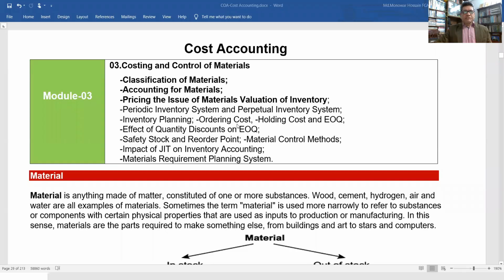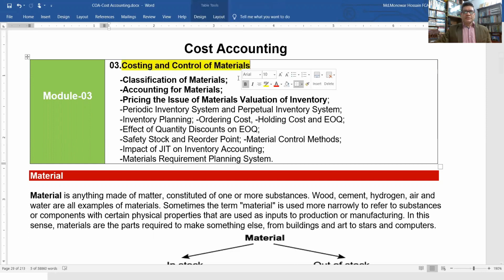Today we are going to discuss Cost Accounting Module 3. So let us start. In Module 3, we learn costing and control of material. You know, material is a vital part of cost accounting.